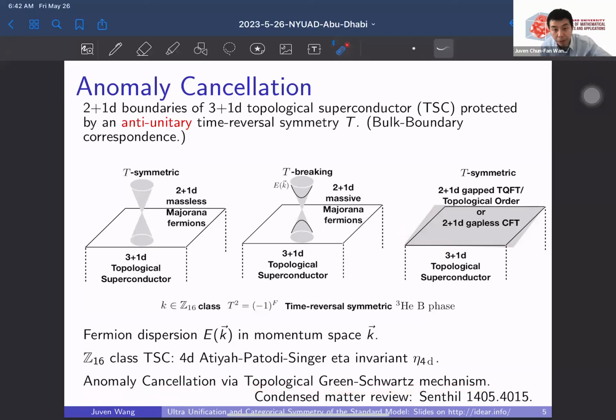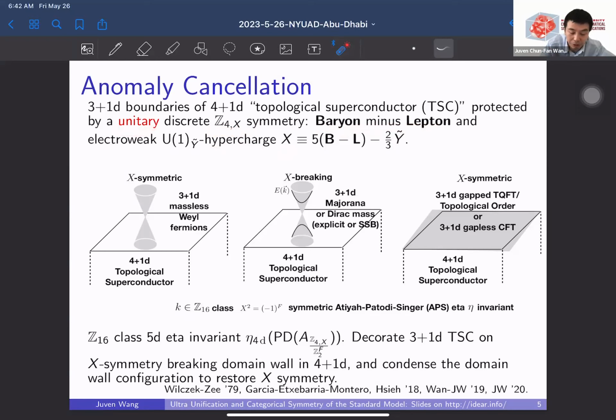And in the case of having the baryon minus lepton discrete type of symmetry combined with some hypercharge, which I denote as X, this discrete version of B minus L actually is robust and respects even the multi-fermion, 4-fermion interactions. And this is unitary, in contrast to time reversal, which is anti-unitary, but it's discrete as well, this symmetry. And this symmetry has a similar property, that the square of it is fermion parity.